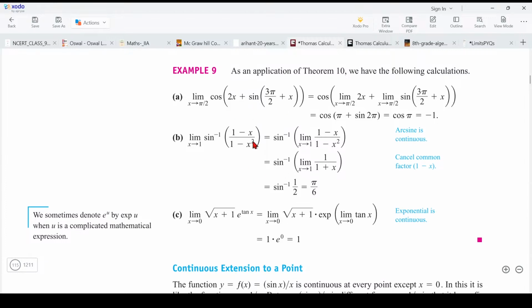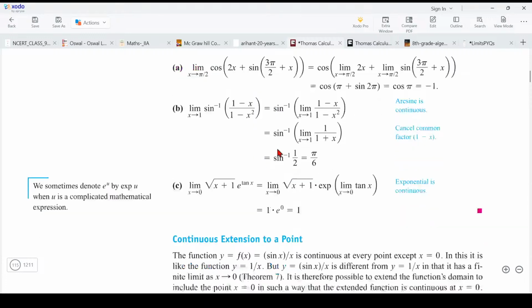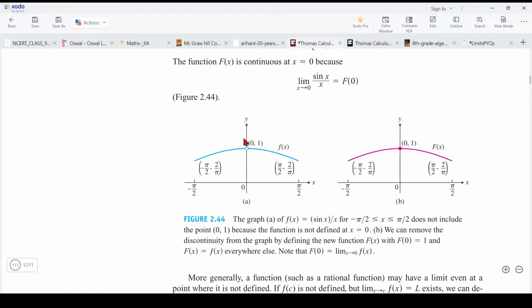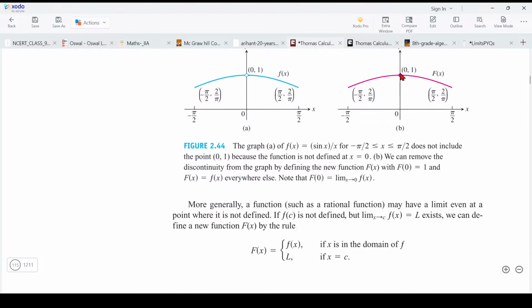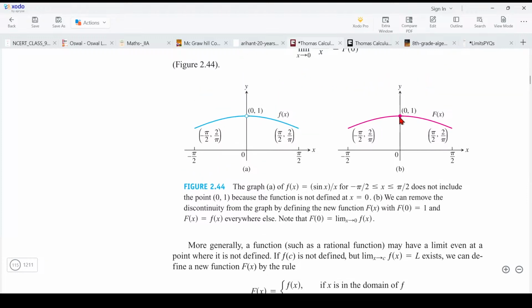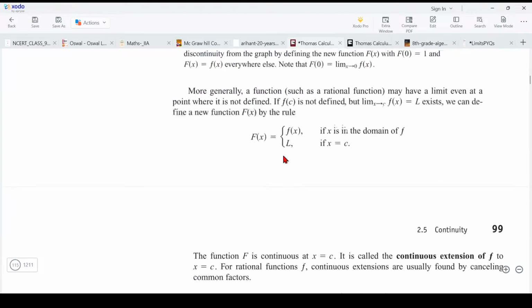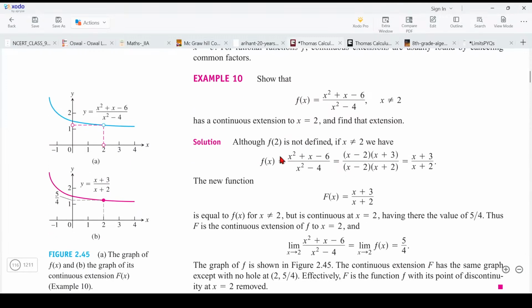These things you can do, right? Limit of some function, basically a composite function: what we do is send the limit inside and try to evaluate that. Sin x by x, the graph you remember, right? To remove the discontinuity, we define f of x to be 1 at x equals 0, to make it continuous, if you want to include that in the domain.